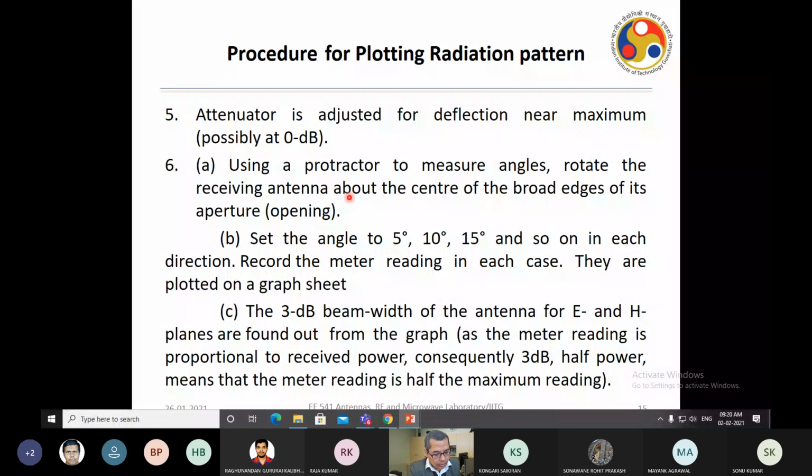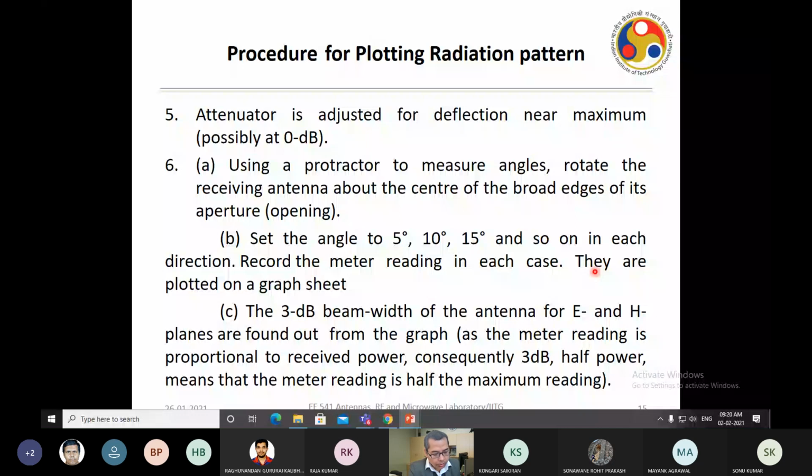You can turn either the transmitting antenna or the receiving antenna. Let's say we are turning the receiving antenna and fixing the transmitting antenna. We keep the antenna fixed at 0 degree. First align both the antennas along the same axis at 0 degree. Then after that, let's say you turn the receiving antenna 5 degree, then measure in the VSWR meter, then 10 degree, then measure the received signal in the VSWR meter, 15 degree, and so on. You measure it in the VSWR meter for both directions.